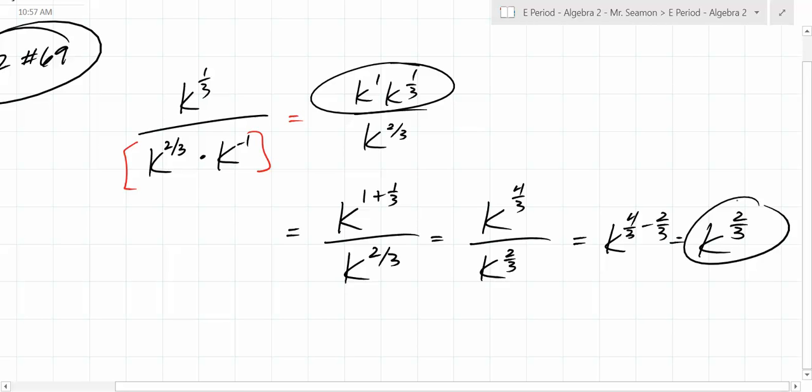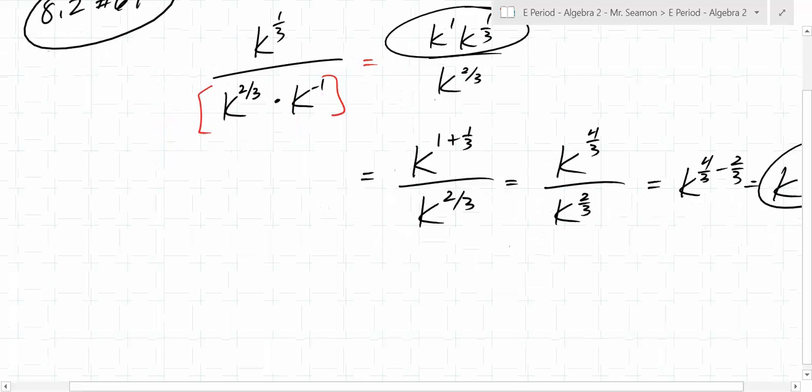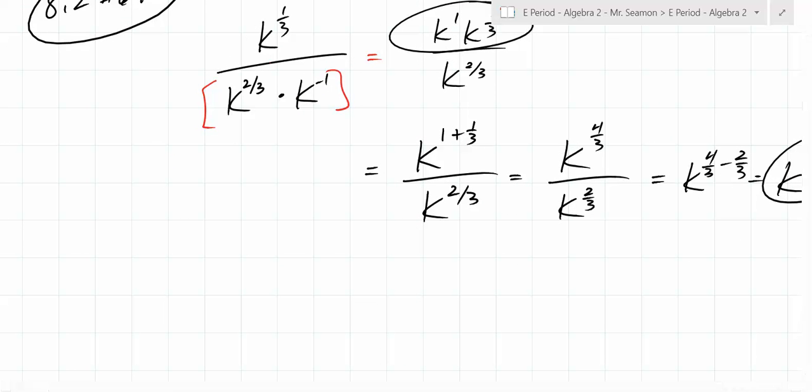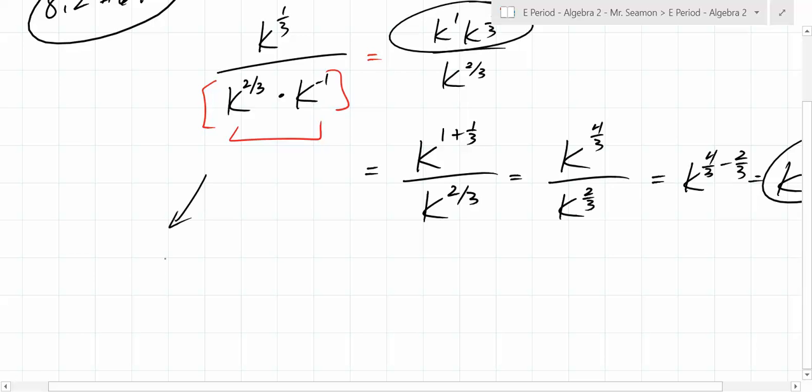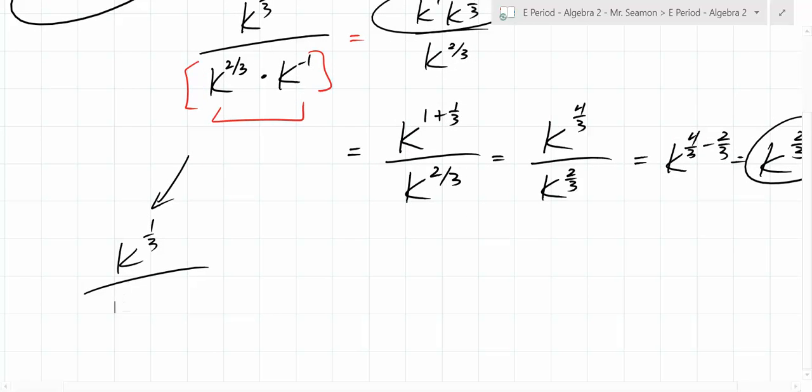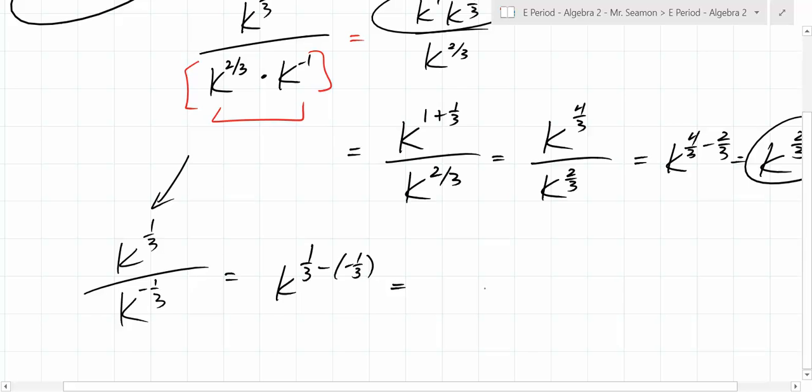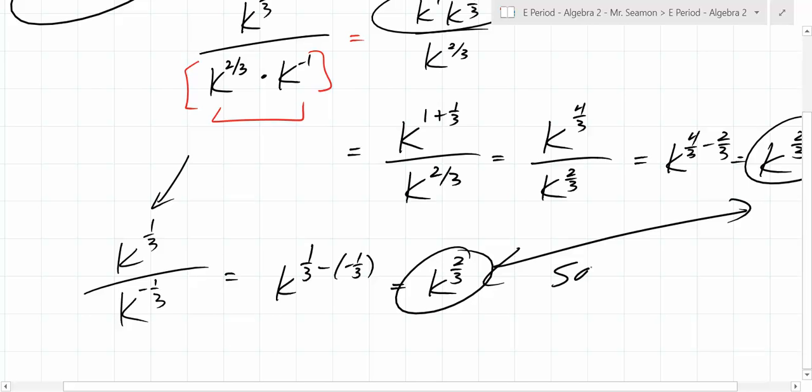You could, at the beginning, add them together. I mean, how could you also do this? You could combine the denominators right here if you wanted to. If you did that, you end up with k to the 1/3. What would the power be on the bottom? K to the what? What's 2/3 minus 1? Negative 1/3. And what do you do with powers here? It would be k to the 1/3 minus negative 1/3. What's 1/3 minus negative 1/3? So it's another path to the same answer.